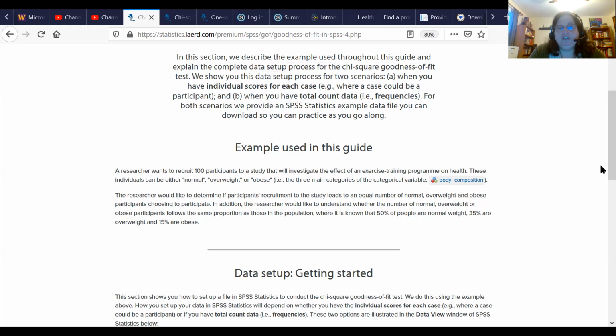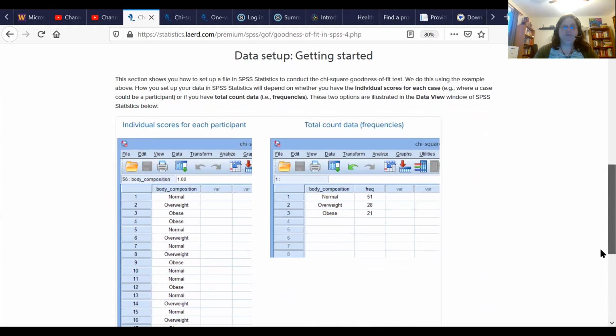In addition, the researcher would like to understand whether the number of normal, overweight, or obese participants follows the same proportion as that in the population, where it's known that 50% are normal weight, 35% are overweight, and 15% are obese. Okay, so what are we setting up here? We're setting up first a goodness of fit where we can look for equal numbers across our categories for an expected count, and then unequal, based on the 50, the 35, and the 15. So we'll work through each of those. Okay.